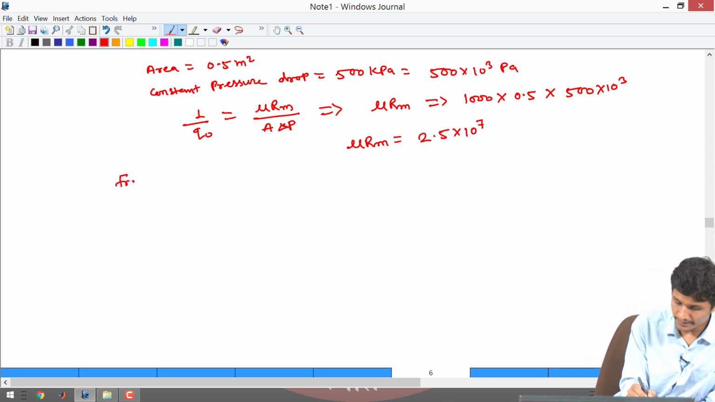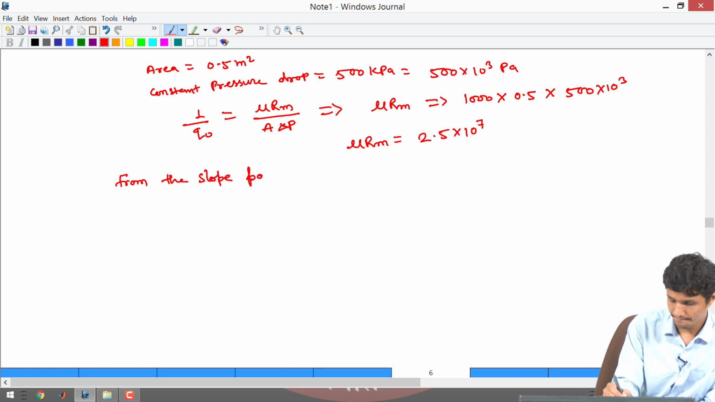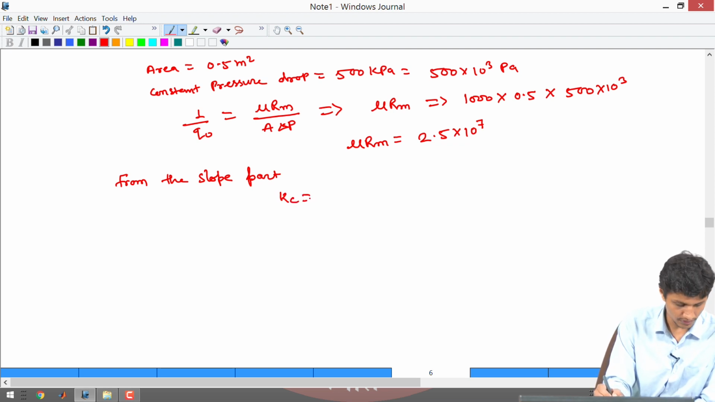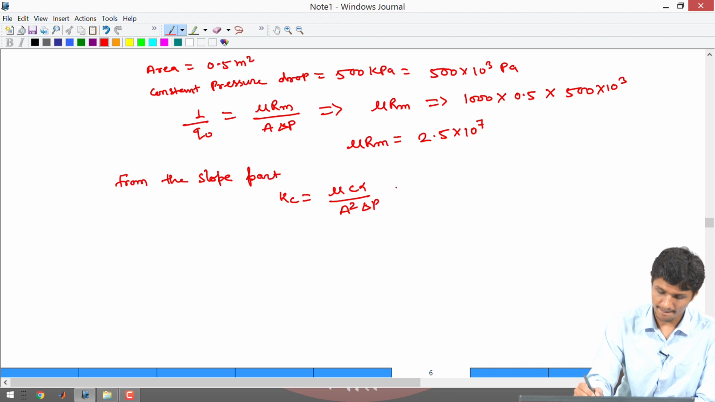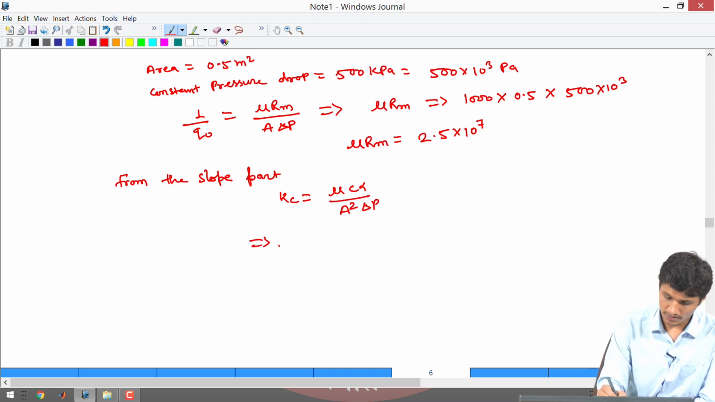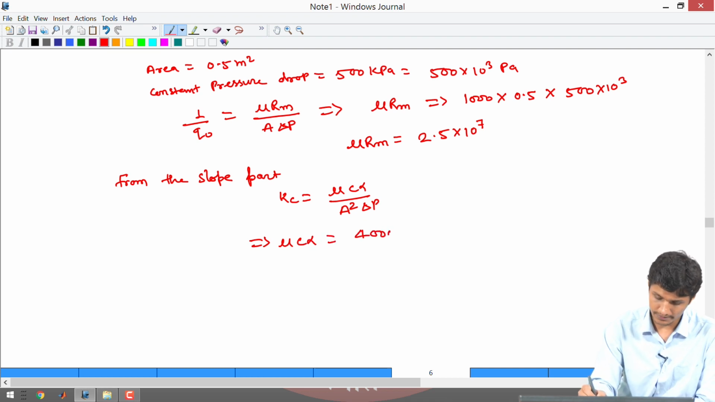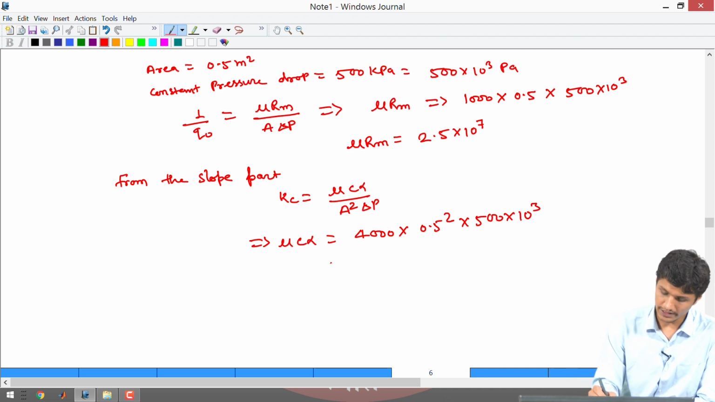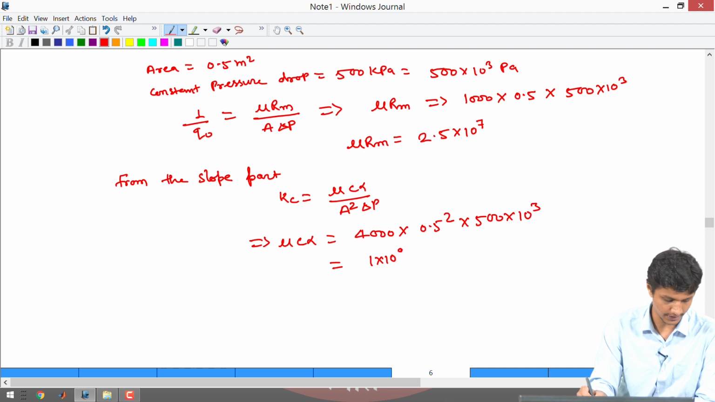From the slope part, Kc equal to mu c alpha by a square delta p. From this equation I am going to calculate mu c alpha equal to 4000 into 0.5 square into 500 into 10 power 3. It will give the value of 1 into 10 power 9 Pascal second per meter square.